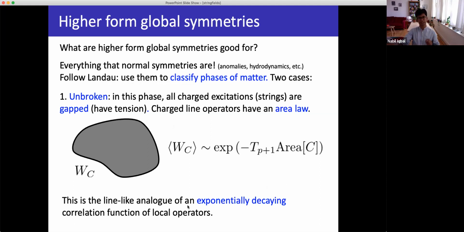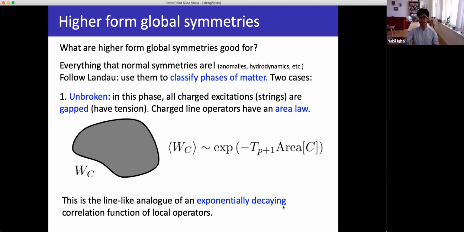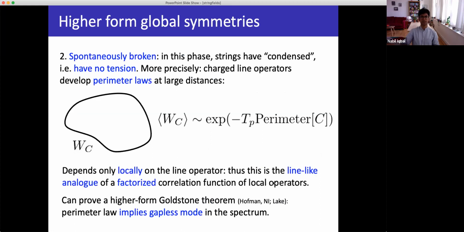If you think about it, this is the line-like analog of an exponentially decaying correlation function of local operators, right? Because it depends on what's happening in the middle. It depends on the geometric quantity that fills in this thing. Okay, so this area law is one of the phases. The other phase is the spontaneously broken phase.